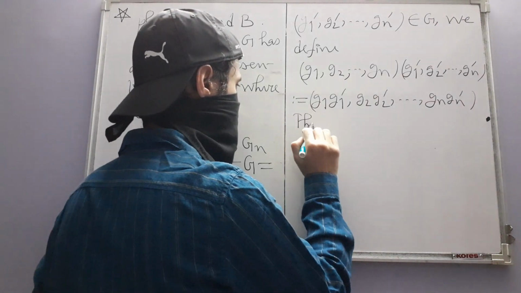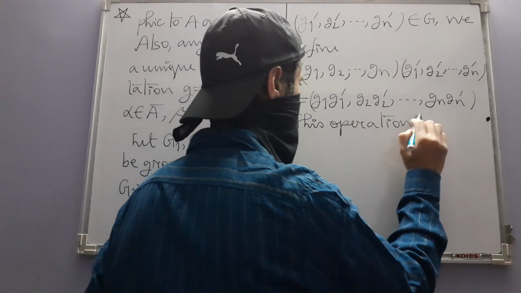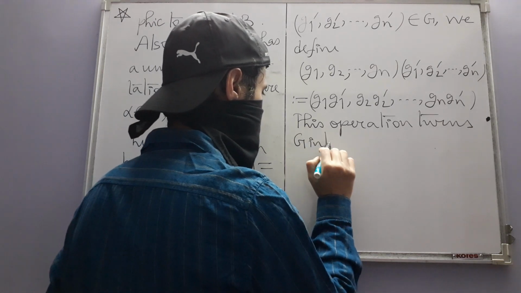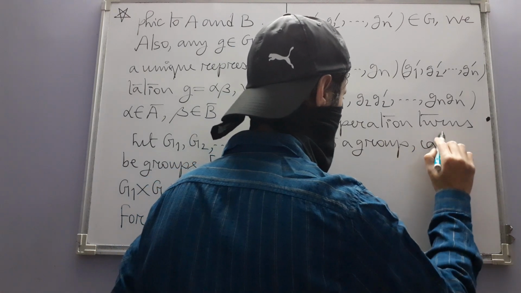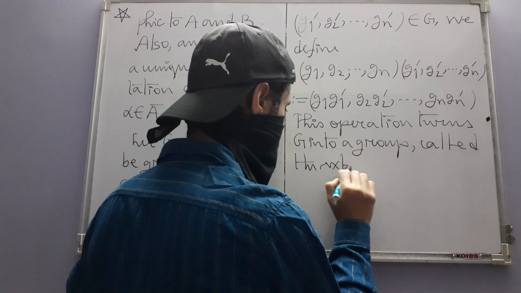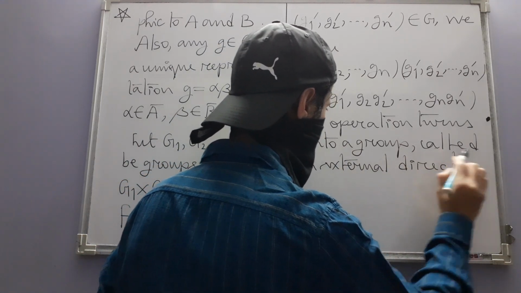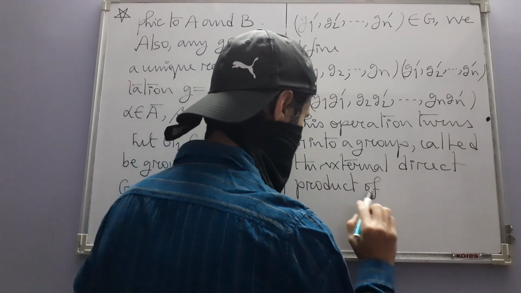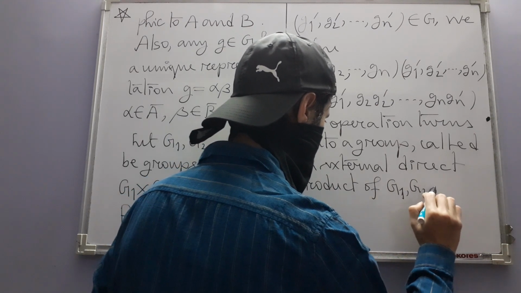Then this operation turns G into a group called the external direct product of these groups in this order.